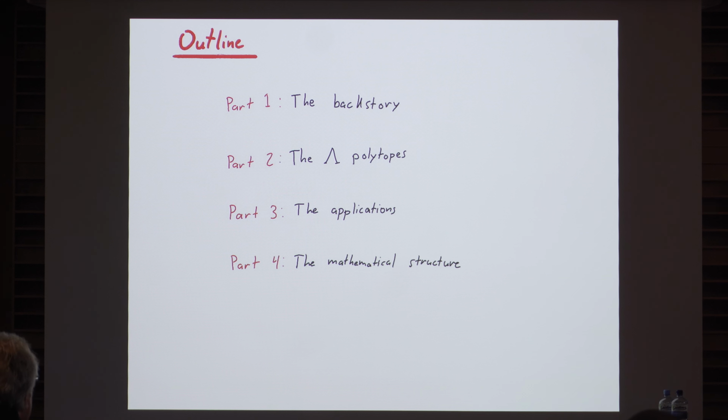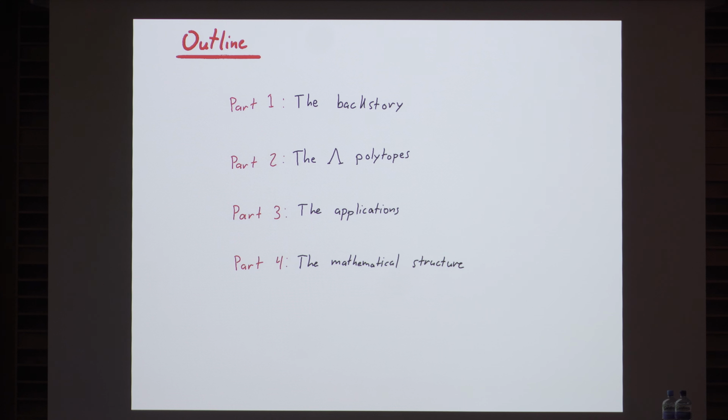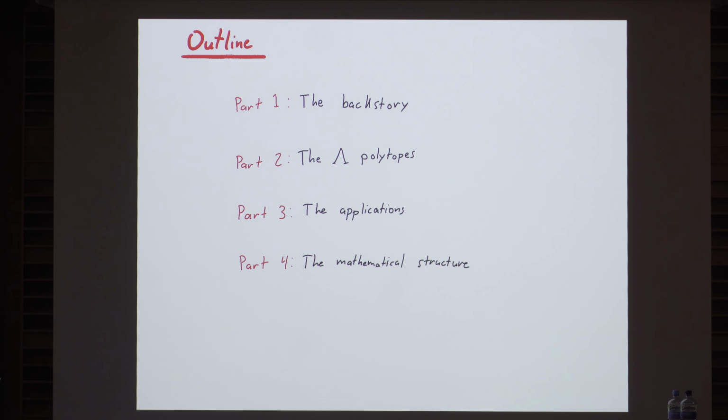So here's my outline. I'm going to start by giving the backstory, so where these things came from, why we started working on these things. And then I'll go into the definitions and our primary motivations, talking about the lambda polytopes. Then I'll go through some applications of them. Part 3, this is basically an ad. I'm going to try to sell you these polytopes and convince you that they're things worth working on, things worth studying.